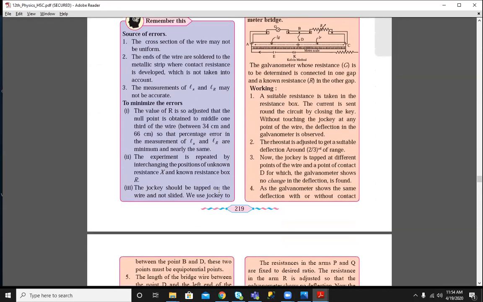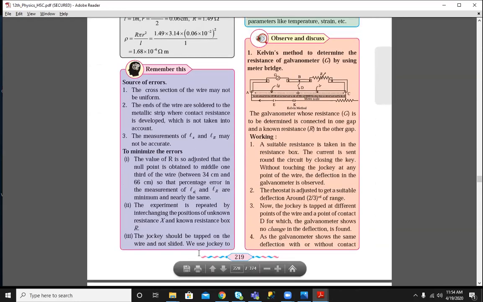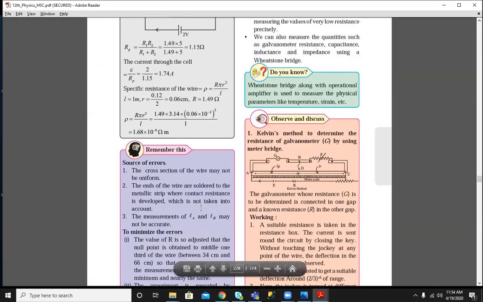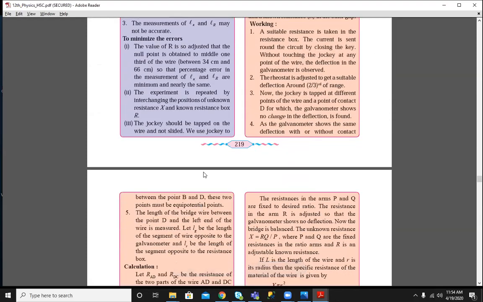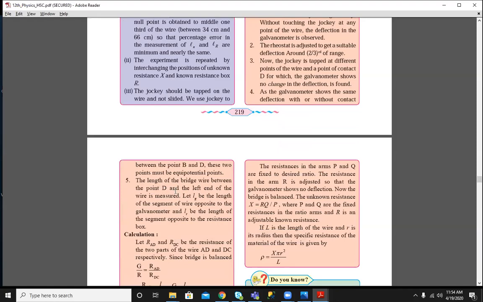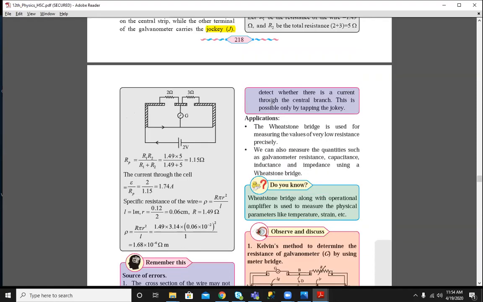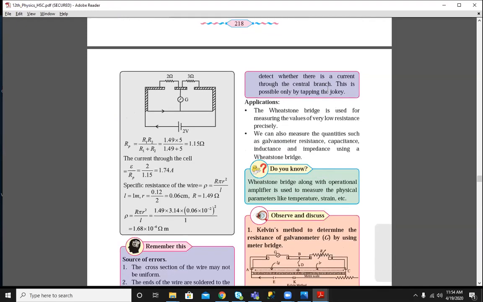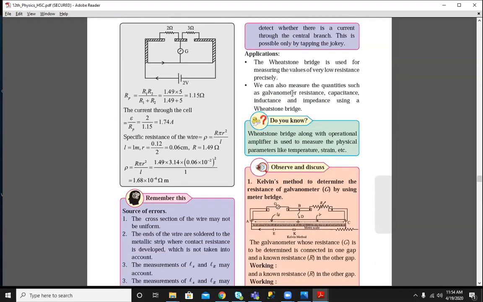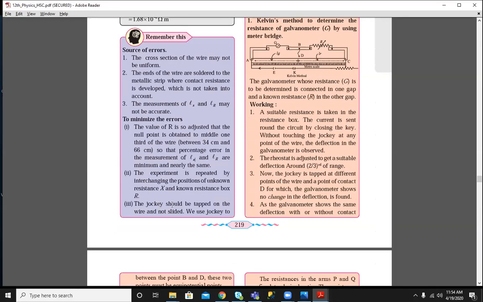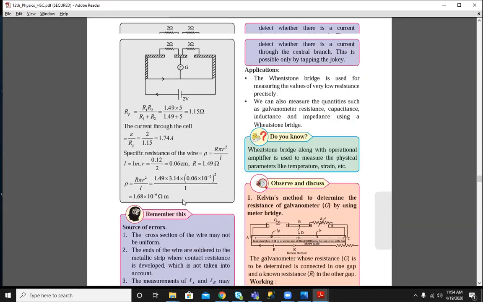The jockey should be tapped on the wire, not slided. We use the jockey between the points to detect whether there is a current through the central branch. This is possible only by tapping the jockey. The jockey should be tapped on the wire, not slided. Okay, just tap it and check whether the current through the circuit is there or not.